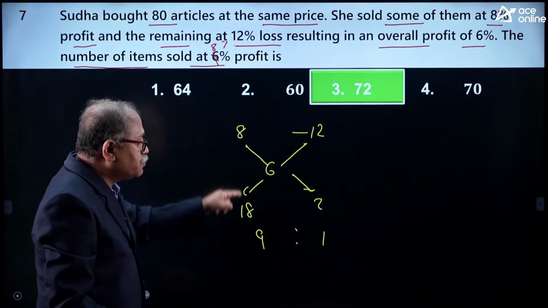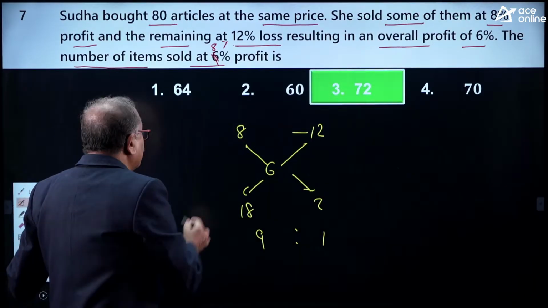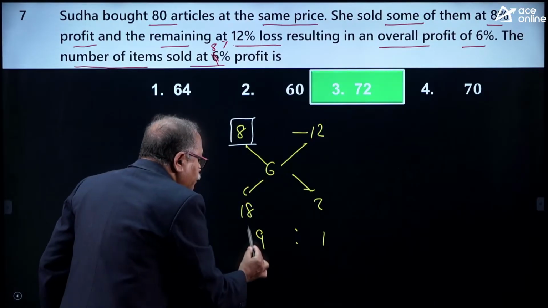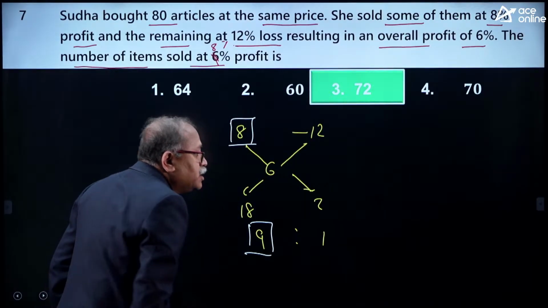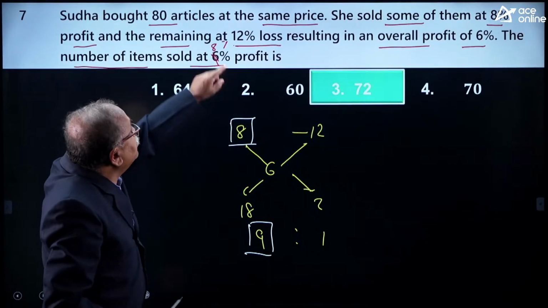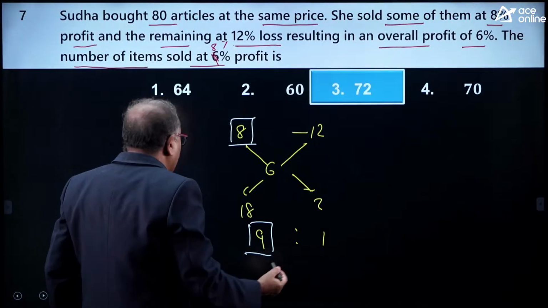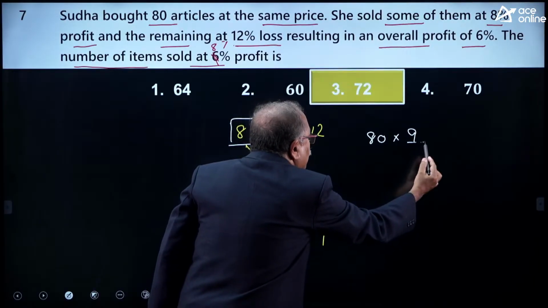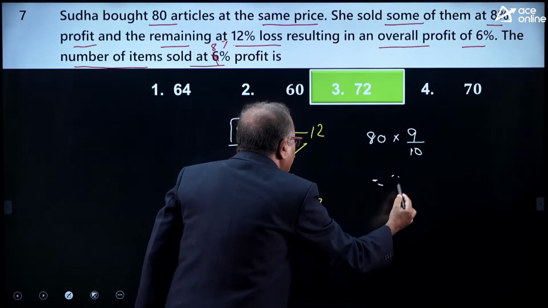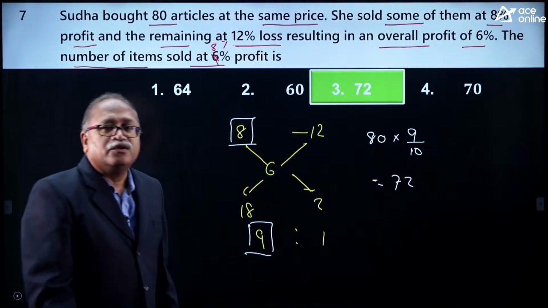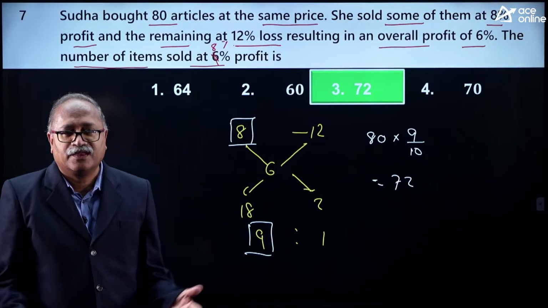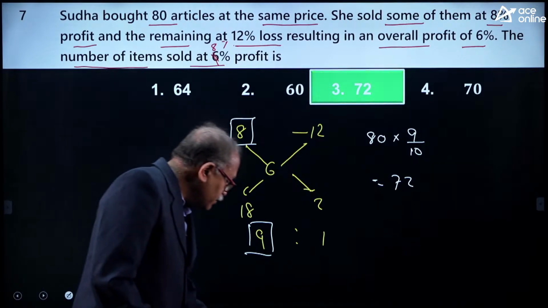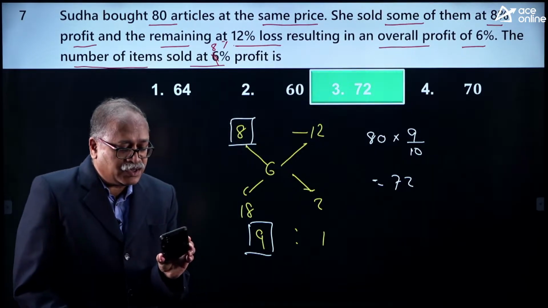So at 8% profit, how many parts are 8% profit? 9 parts are sold out of total 10 parts. So what is the total number of articles? The total number of articles are 80. So that is 80 into 9 parts out of 10 parts. So you nicely wrote, your answer is 72. Well done.